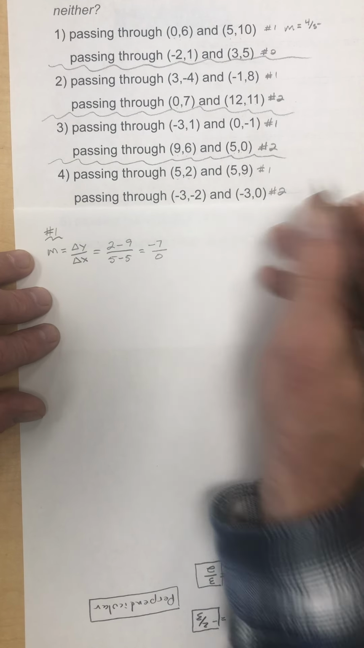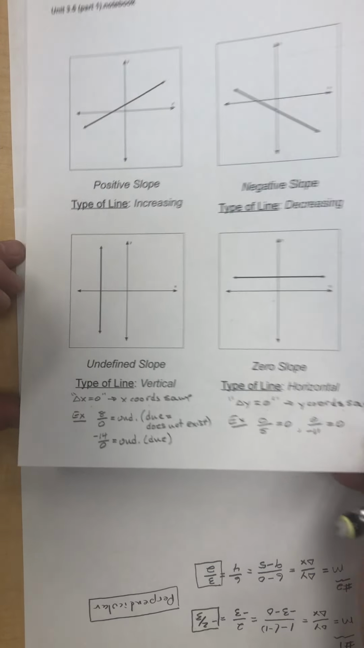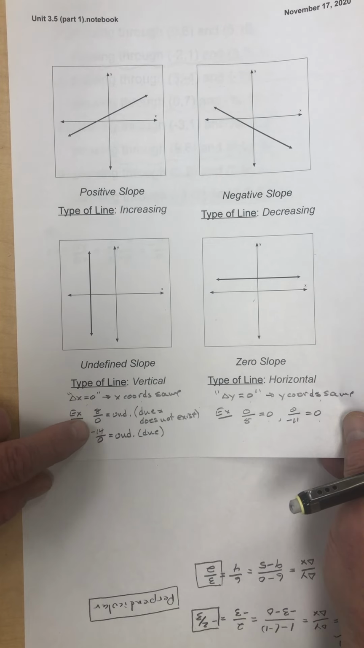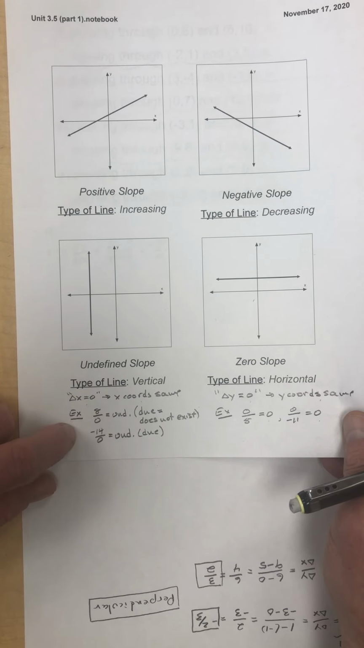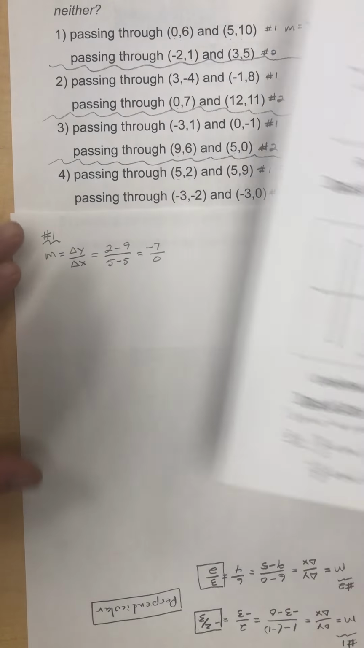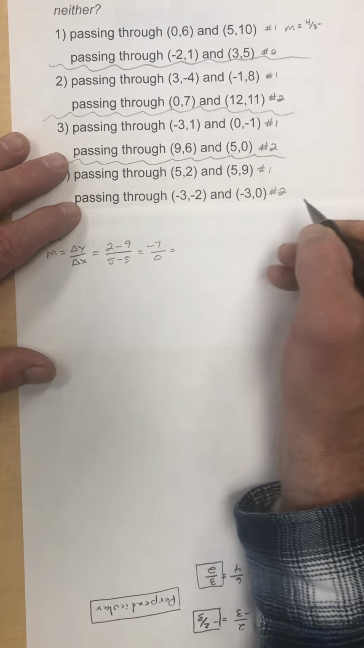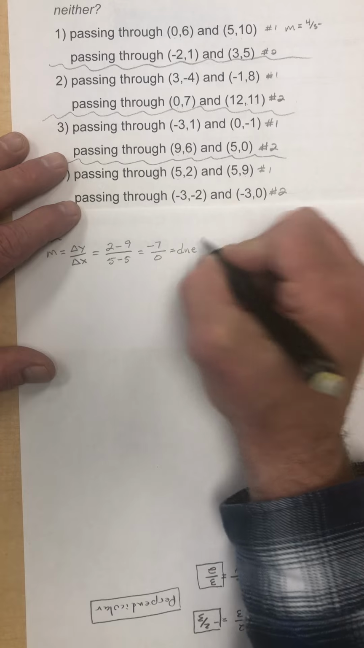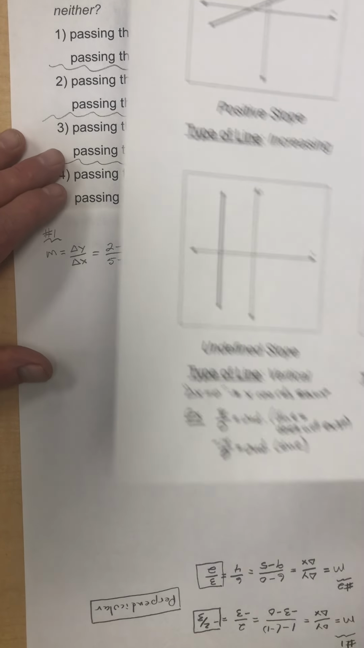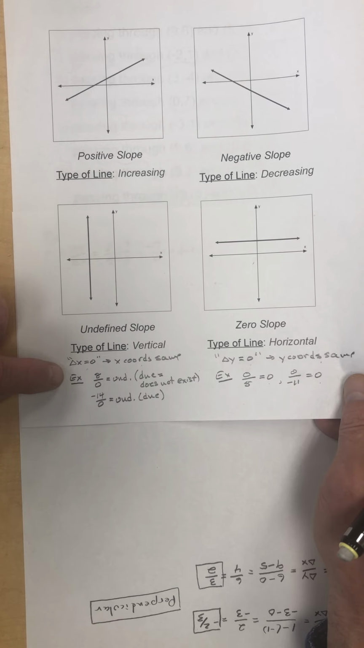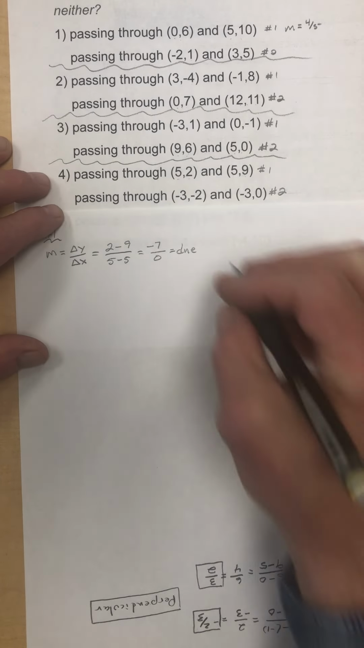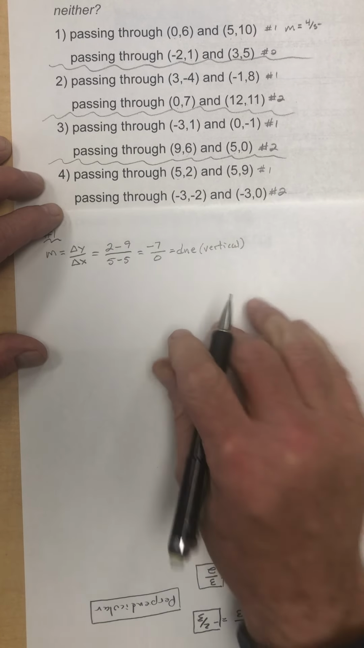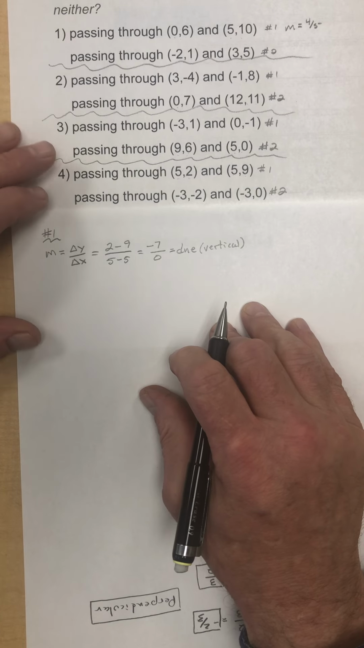Now remember, from the last video, when zero's in the denominator of a fraction, that means we have an undefined slope, or it's DNE, it does not exist. So this guy, reduced, we would write undefined or does not exist. Now, the only type of line that has a slope that's undefined or doesn't exist is a vertical line. So this guy is certainly a vertical line. Okay, so the first line is a vertical line.